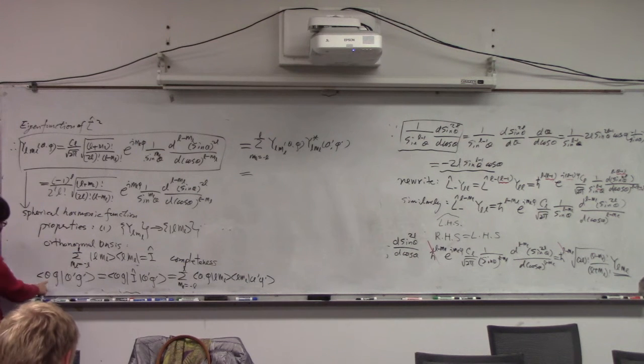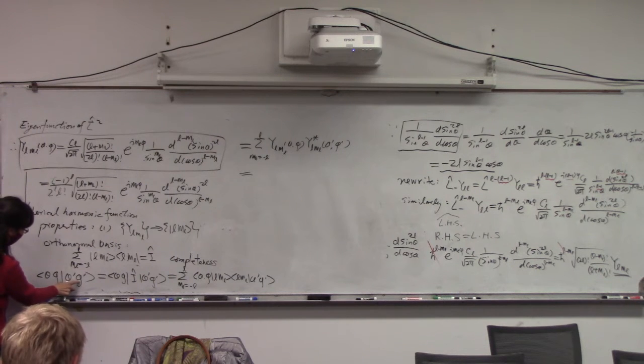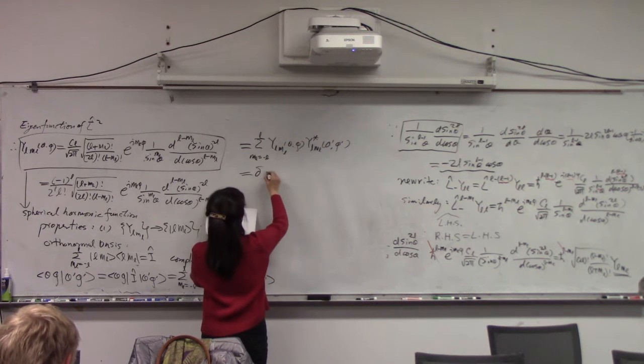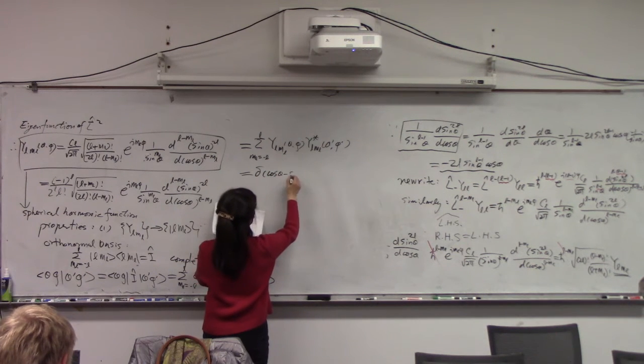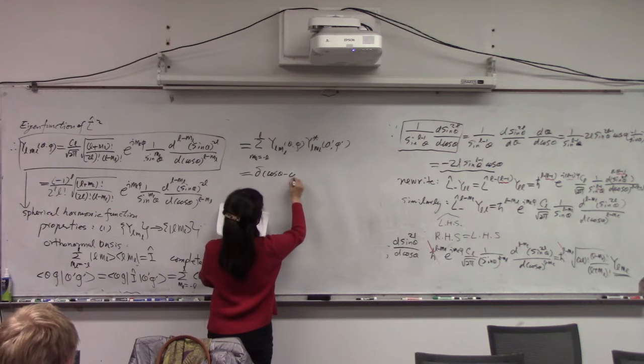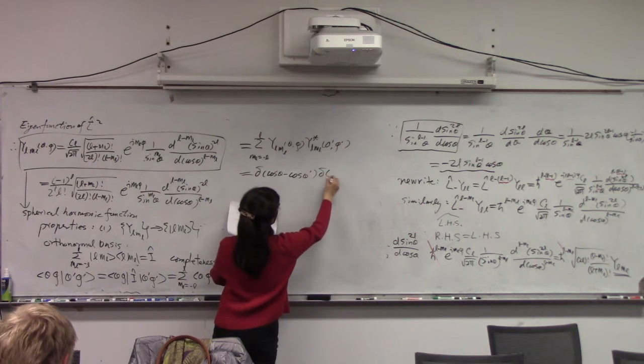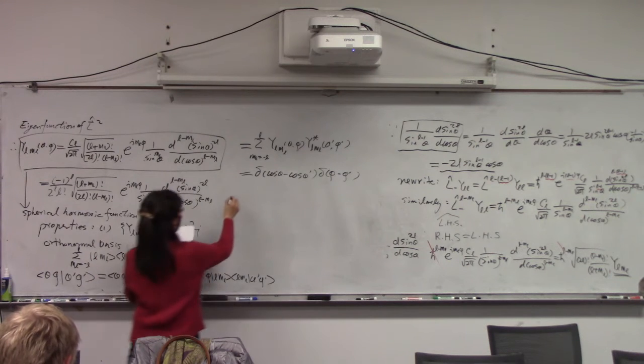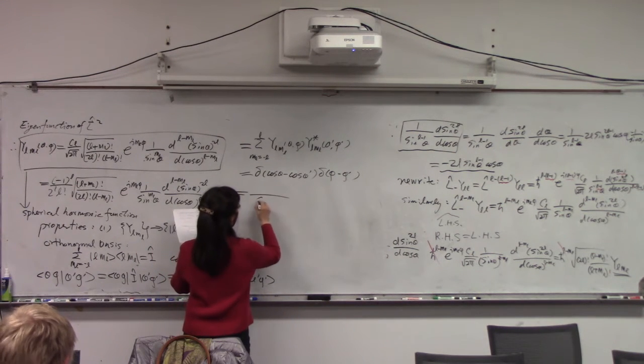a basis set, right? That means if the angle is not the same, it is 0. If theta is not the same as theta prime, or phi is not the same, that is equal to delta of cosine theta minus cosine theta prime. Or the delta of cosine is the fact of this relation.